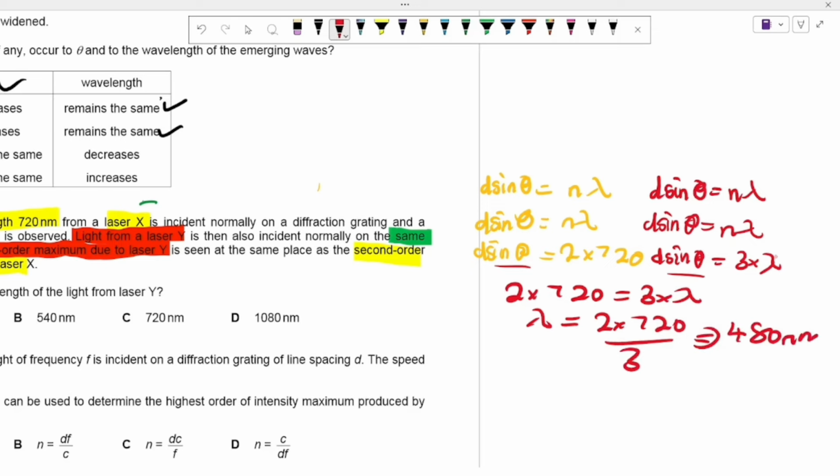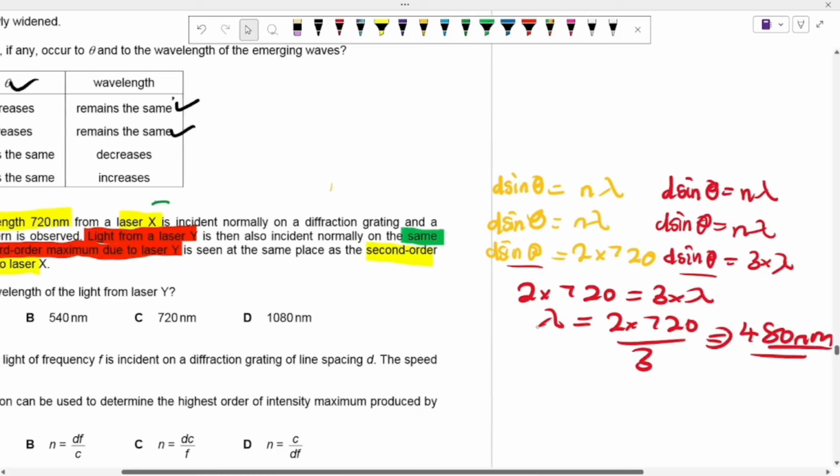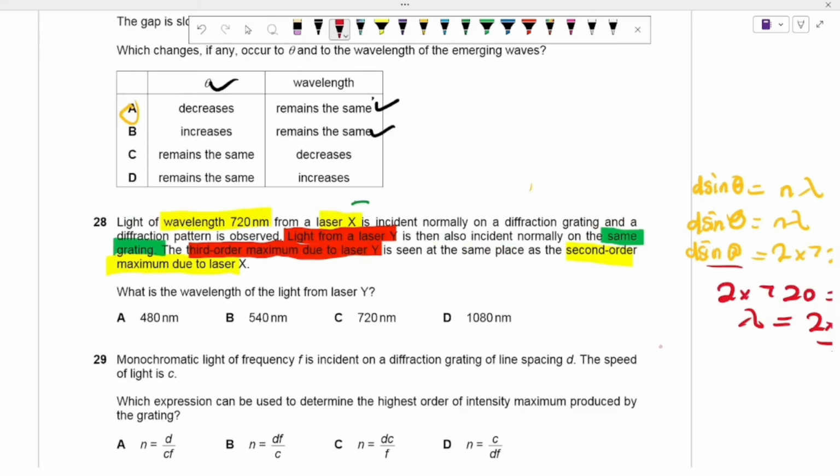Very important for you to be thinking of this. We're just making deductions, guys. If the orders are in the same place, it means theta is the same. If it's the same grating, d is the same. Then we just equate that, and we are able to find lambda.